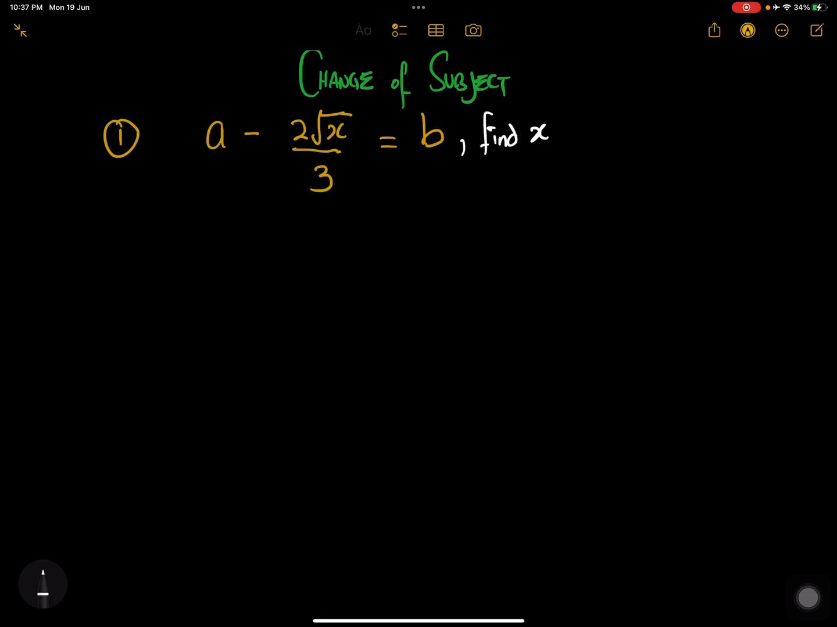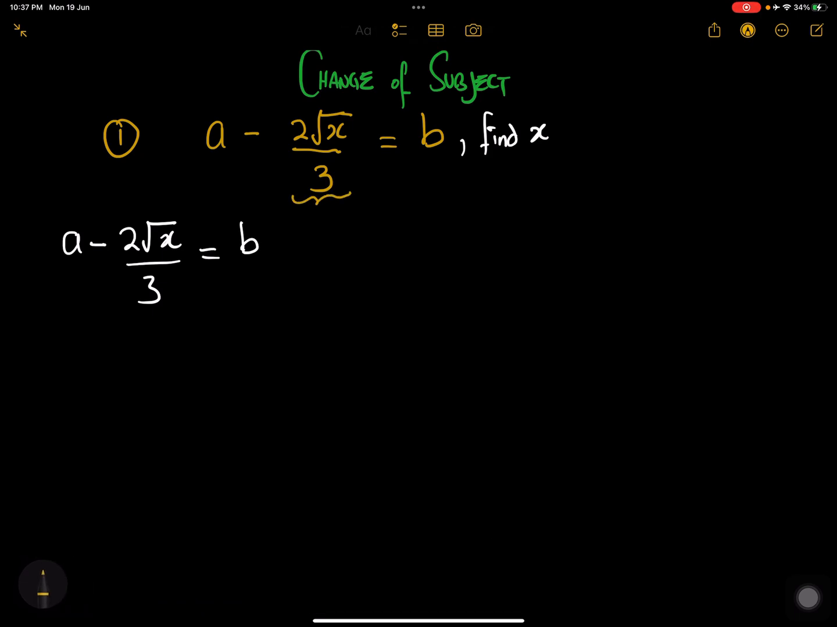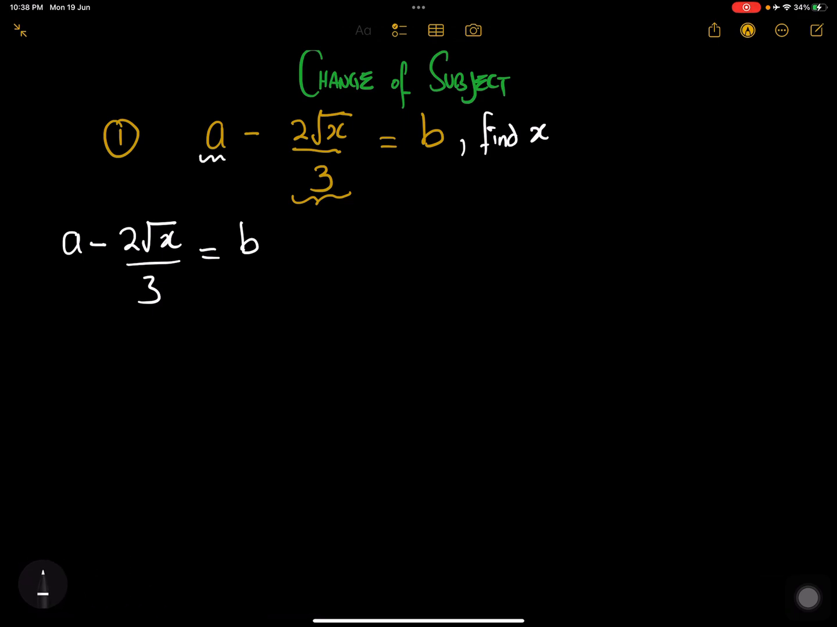Now, I'm going to rewrite this problem again. So I have a minus 2 square root of x divided by 3 is equal to b. And if you take a closer look, you realize that this expression here is a fraction. It's a fraction because we have a numerator and a denominator. The numerator is 2 square root of x, and the denominator is 3. Now, this here is a whole number. This here is also a variable just on its own.